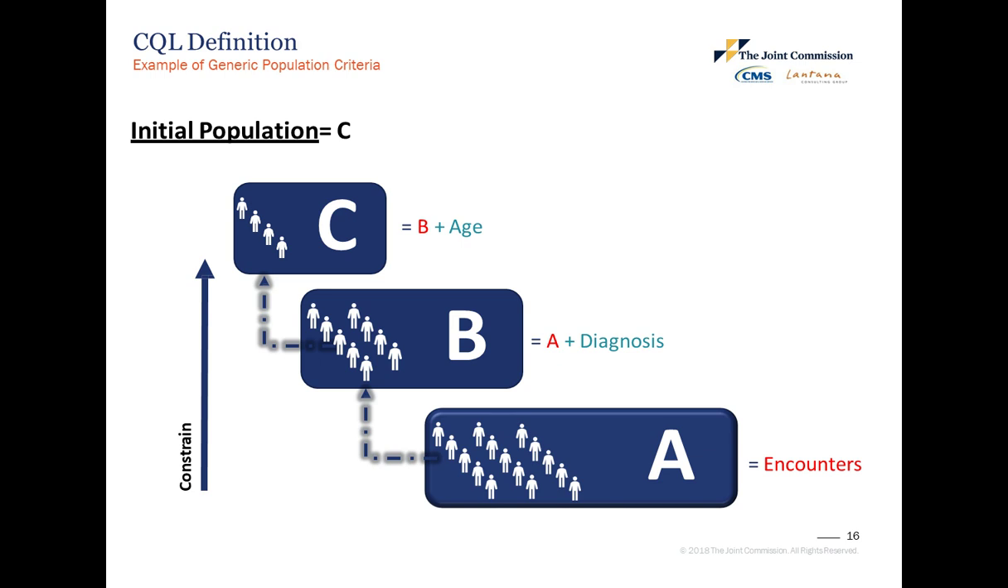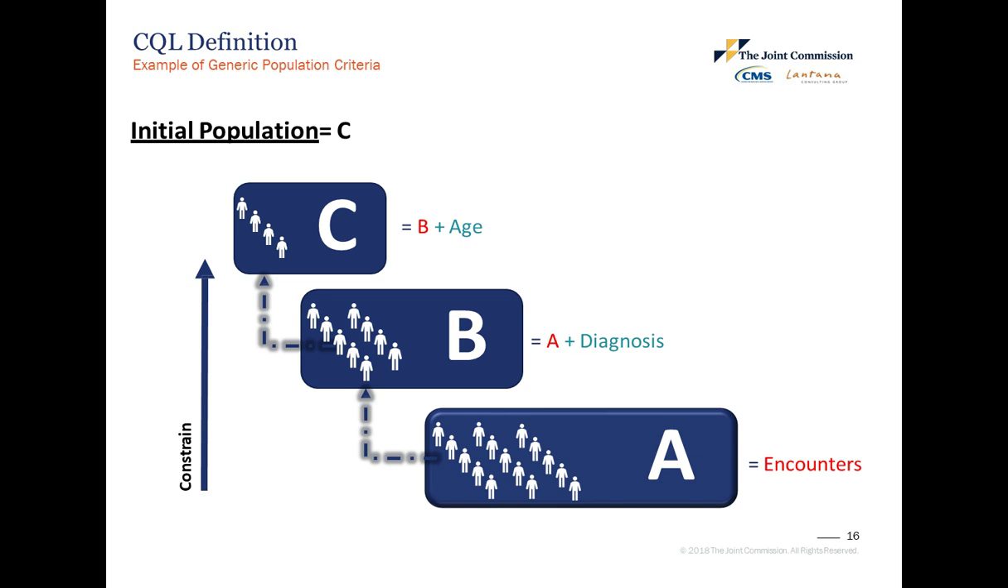So looking at the diagram, the definition we're building is the initial population, which is defined as C. Now remember, each block represents a definition, and each definition has a name and logic to represent a population criteria. So in block A, this is looking for a specific encounter type. For example, either an inpatient encounter or maybe an emergency room encounter. You'll also want to note that A is the largest block to represent the largest patient population.